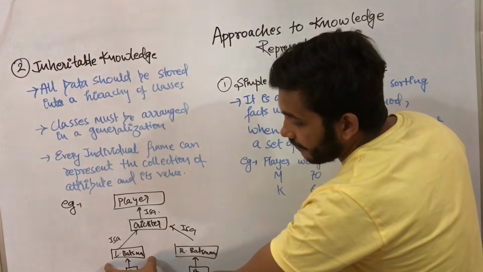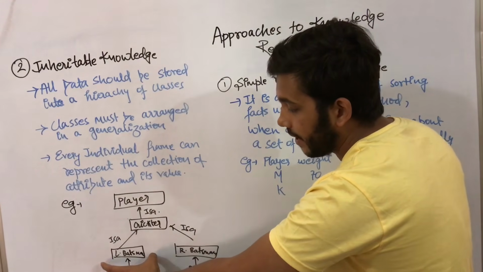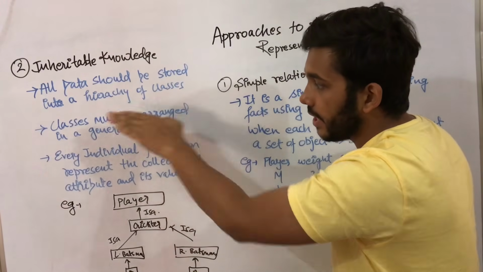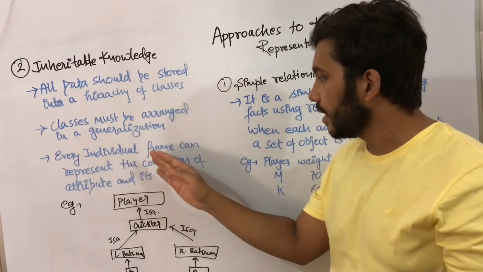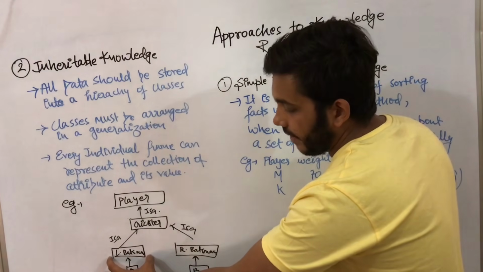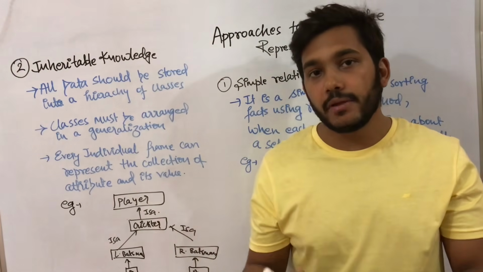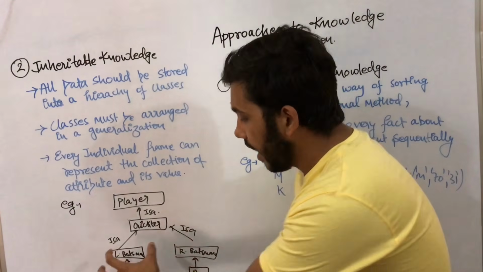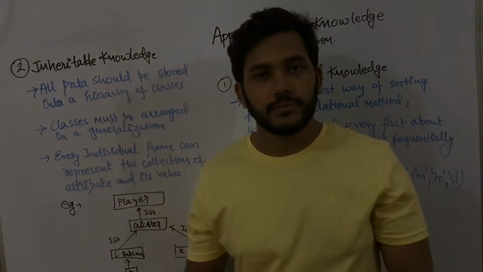Classes must be arranged in a generalized manner. For example, every left hand batsman is a cricketer, and a right hand batsman may also be a cricketer. Every individual frame can represent a collection of attributes and their values. Left hand batsman is a class, but a left hand batsman can have different attributes, like he can be an opener or a middle order batsman, with different values.